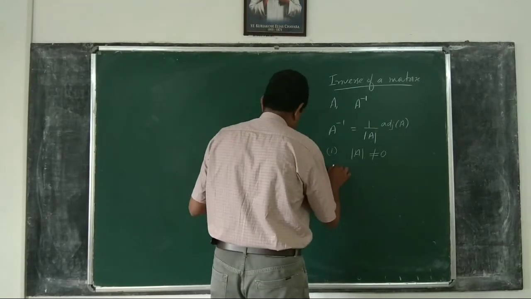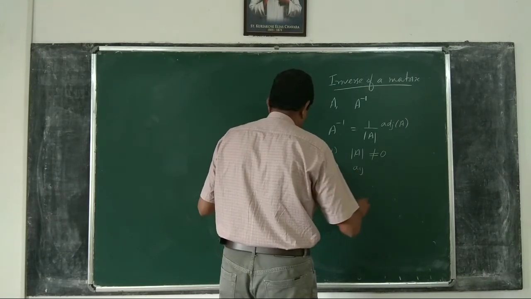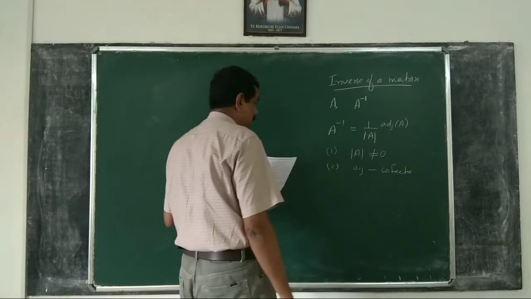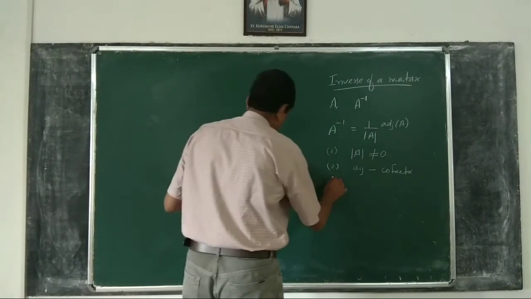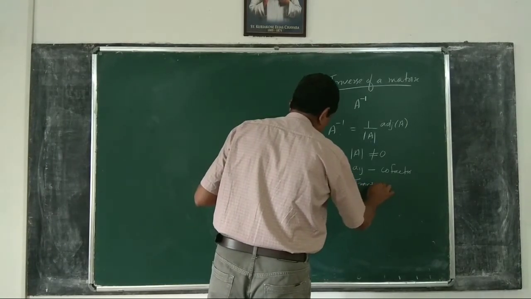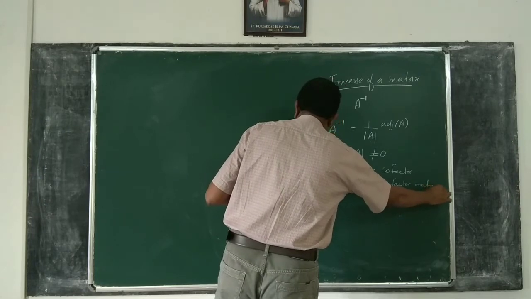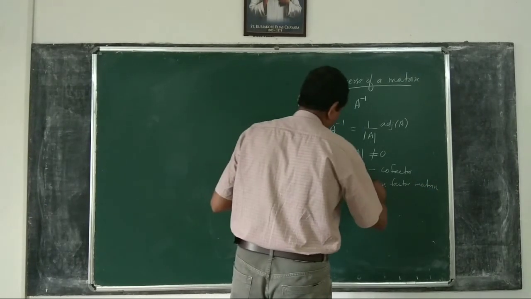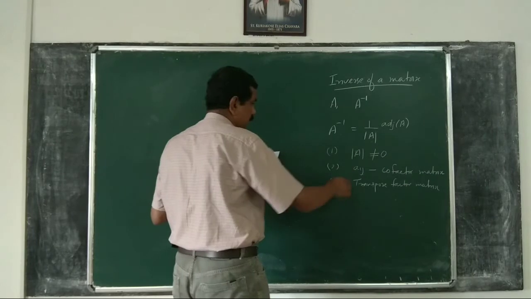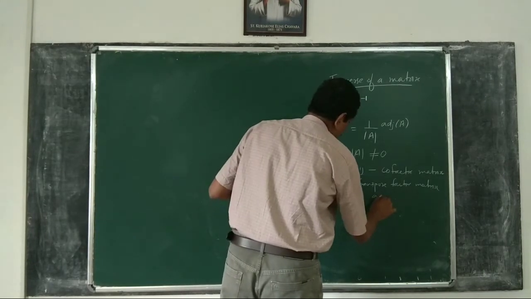The second step is to replace each element Aij by its cofactor. Then the third step is to transpose the cofactor matrix. So each element is replaced by its cofactor to obtain the cofactor matrix. Then transpose the cofactor matrix to obtain the adjoint matrix.